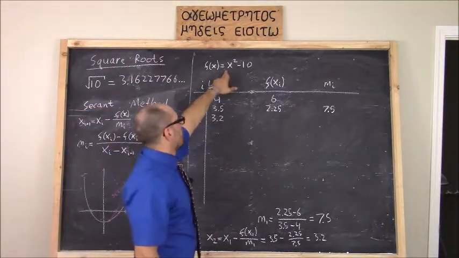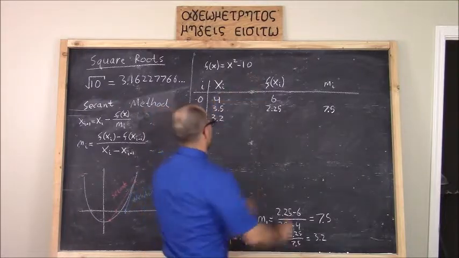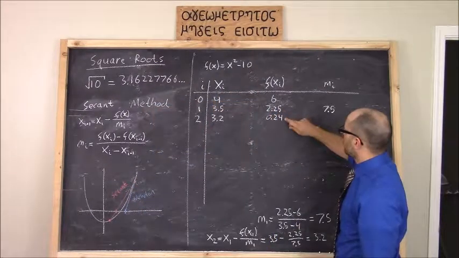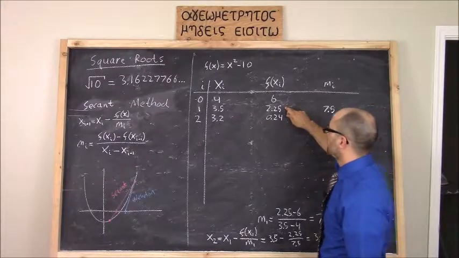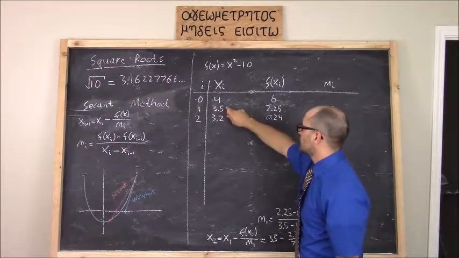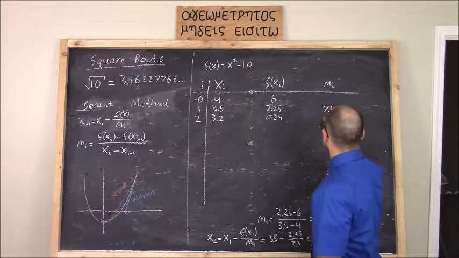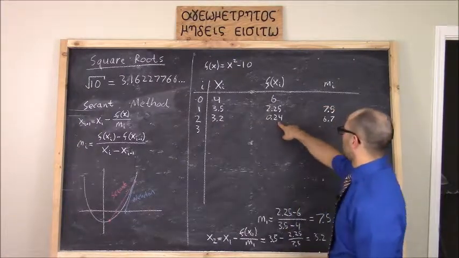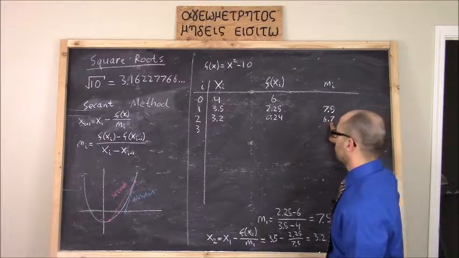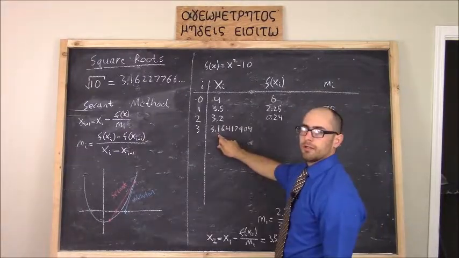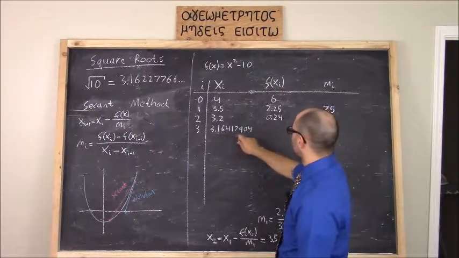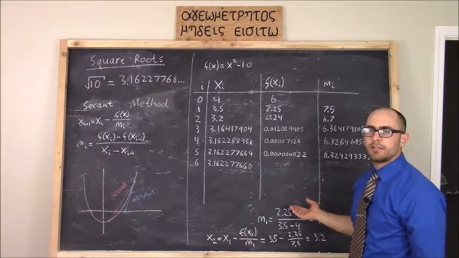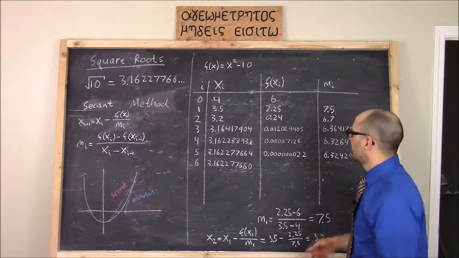Evaluating 3.2 squared minus 10 is equal to 0.24. Then 0.24 minus 2.25 divided by 3.2 minus 3.5 is equal to 6.7. 3.2 minus 0.24 divided by 6.7 is equal to approximately 3.16417904. By continuing the same pattern, I can complete this table, as you see here.